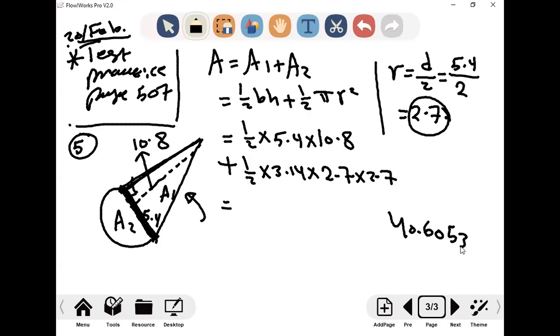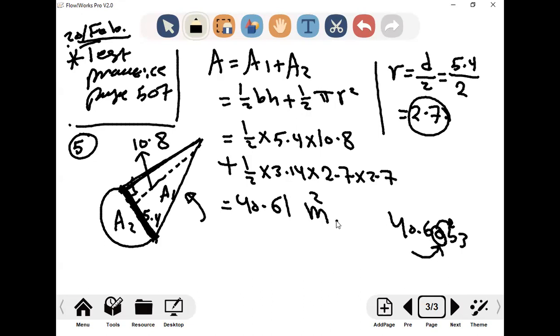But the question wants me to round to the nearest hundredths. The hundredth is the second digit after the decimal. After it, you have 5, so this will be 1. So the answer wanted in this question is 40.61 meter what? Power 2, because we are in area.